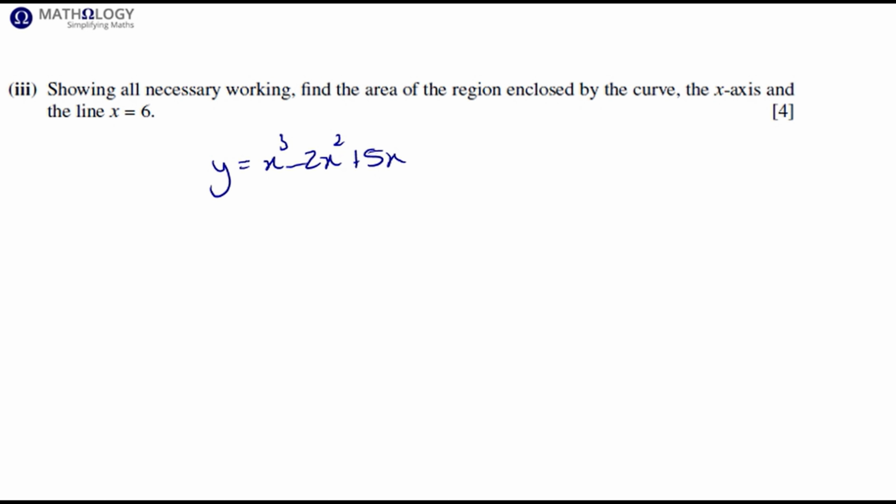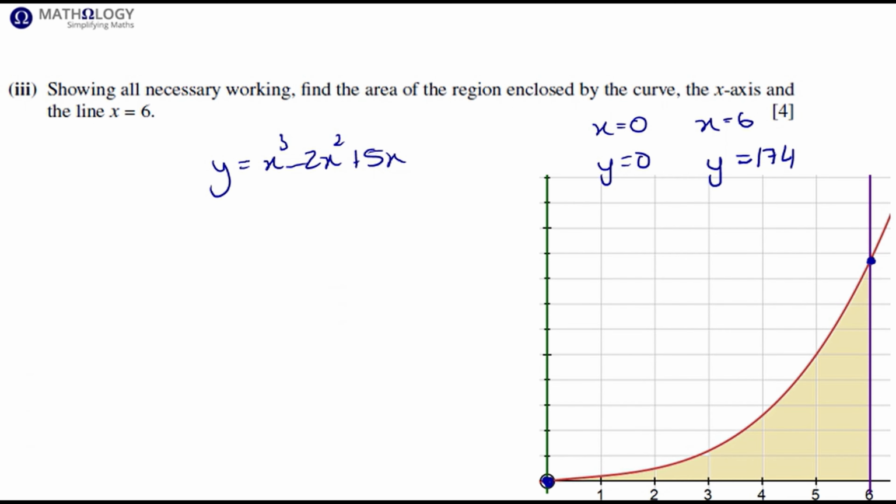So before we do that, we also need to know what the boundaries, the limits of integration are. So we have x equal to 0, because the cubic function passes through the origin. So we are bound by the curve, the x-axis, and the line x equals 6. To find the boundaries of integration, we're going to substitute x equal to 0 into the function. So we'll have y equal to 0 when x equals 0. And when x equals 6, we will have y equals 174.